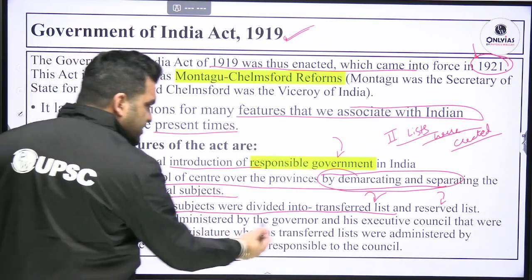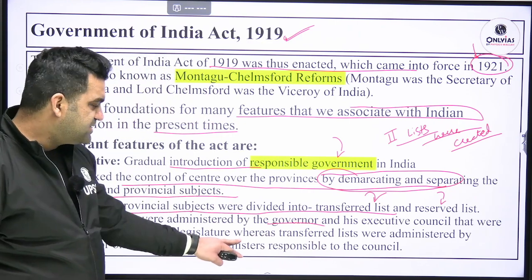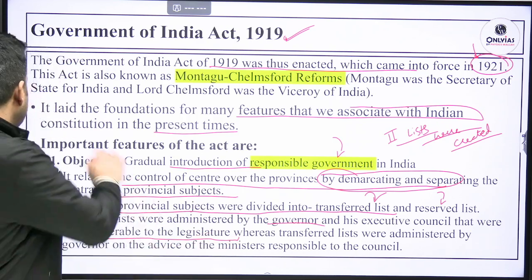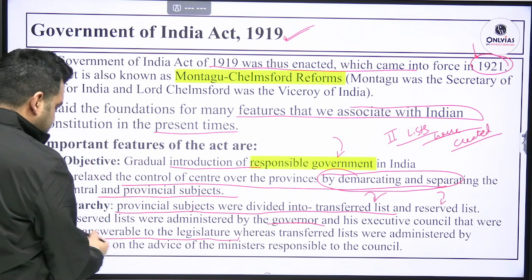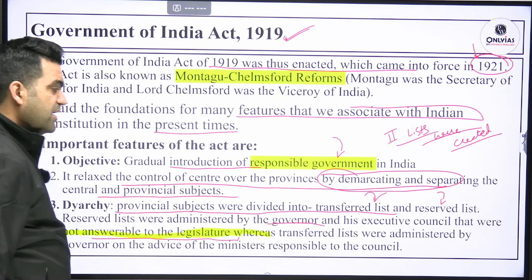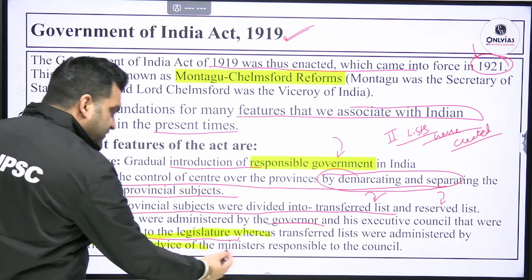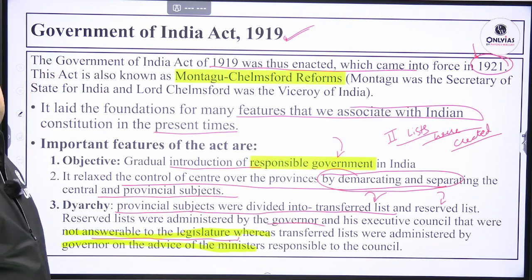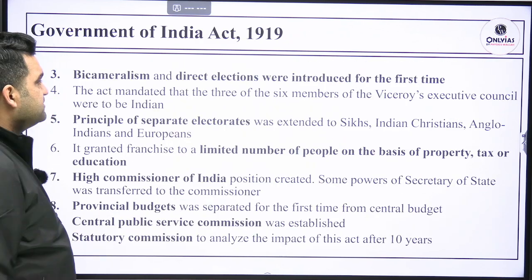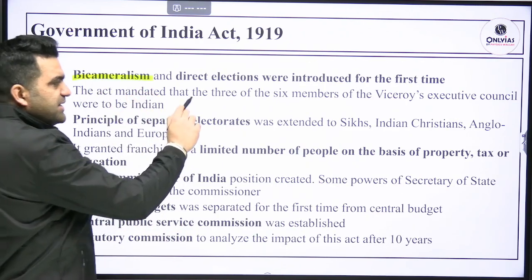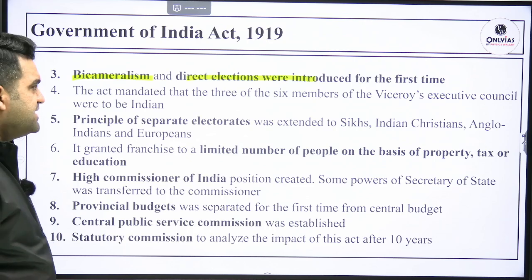Reserved lists were administered by the governor and his executive council that were not answerable to the legislature. Non-answerability to legislature even after the Act of 1919. Bear this in mind. Whereas transferred lists were administered by the governor on the advice of the ministers responsible to the legislative council. Done? Bicameralism: two houses, direct elections were introduced for the first time in the Government of India Act of 1919.